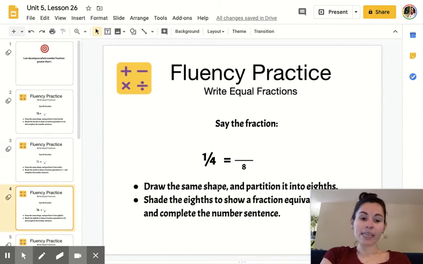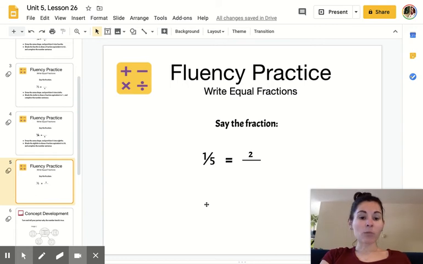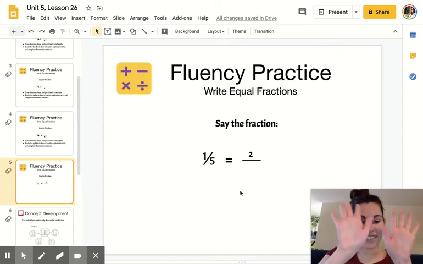1/4 equals how many eighths? Exactly, 1/4 equals 2/8. For the next one, I want you to say this in the softest voice you can. 1/5 equals 2 over. Wow, that's a tricky one. 1/5 equals 2 over 10.